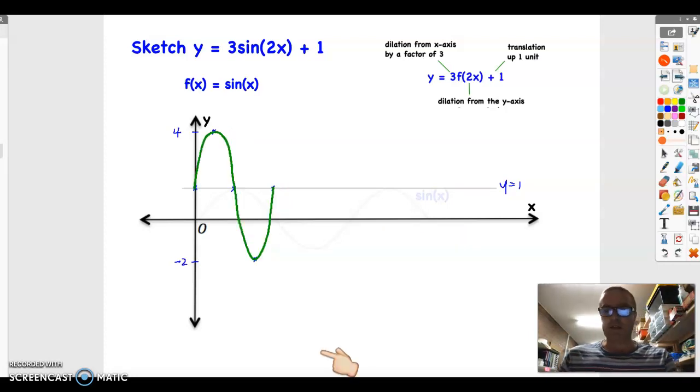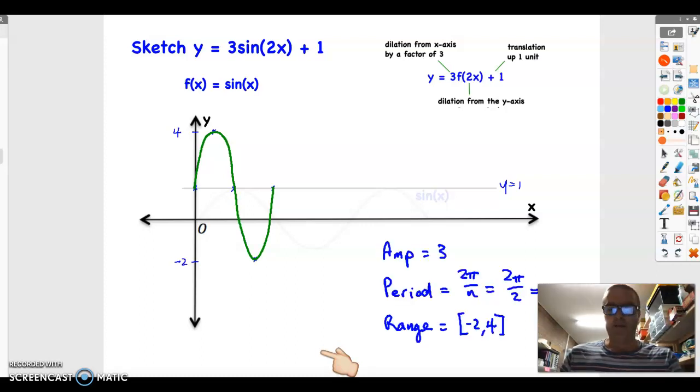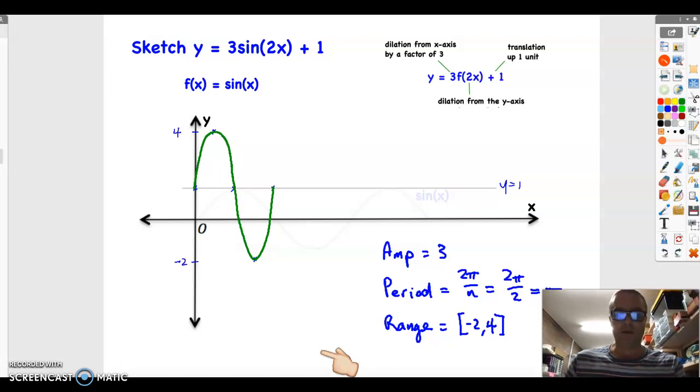Putting those pieces together, I can sketch a rough curve. That's just one period. You're going to find in the exercises that we do that you might need to complete more than one period for a sketch. And from this we can see some quantities like the amplitude is 3. That comes straight from the function itself. That value there is our amplitude.